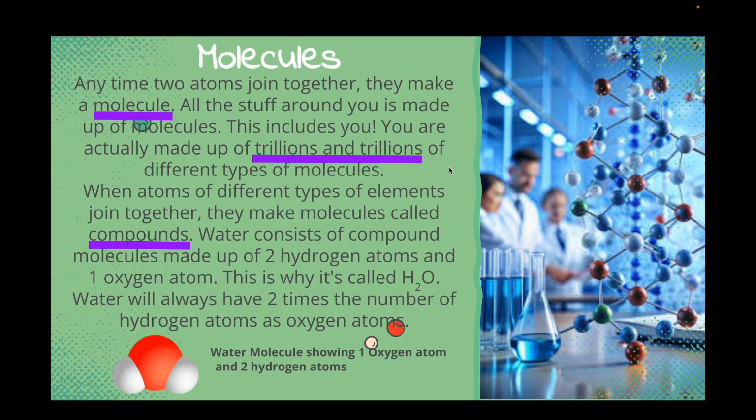This is why it's called H2O. Water will always have 2 times the number of hydrogen atoms as oxygen atoms. And you can see the illustration shows a water molecule showing 1 oxygen atom and 2 hydrogen atoms. It's drawn like this because oxygen is actually a bigger atom than the hydrogen atom.